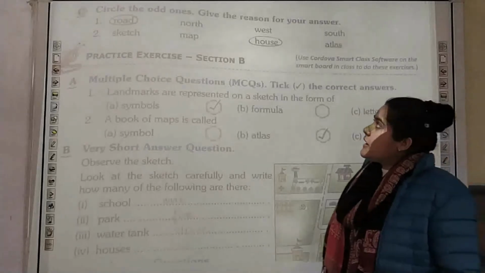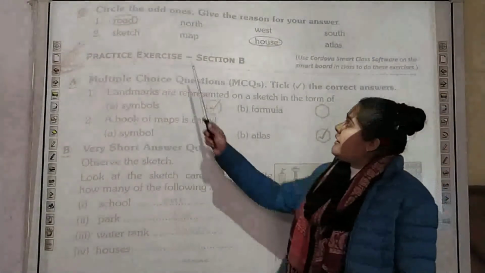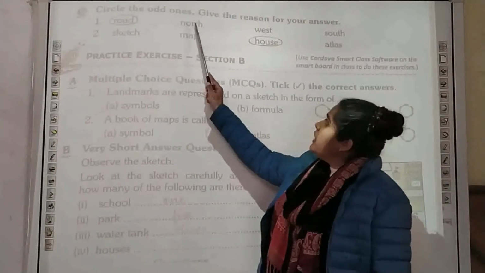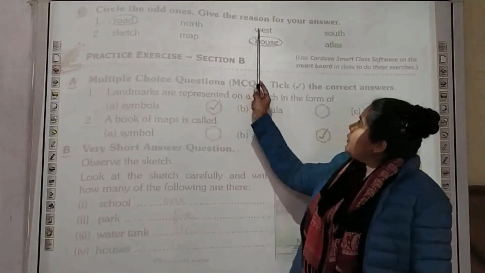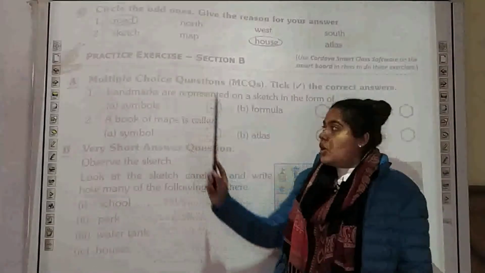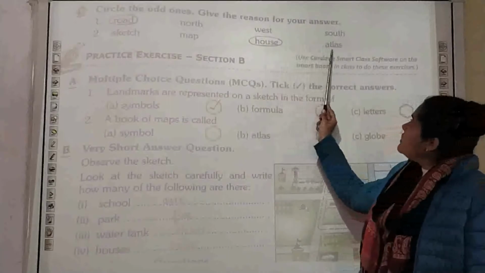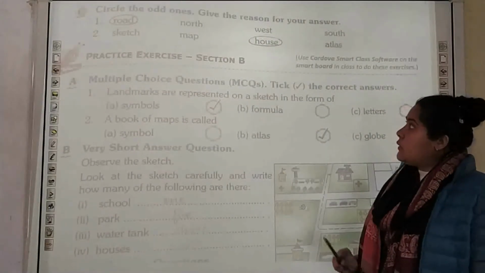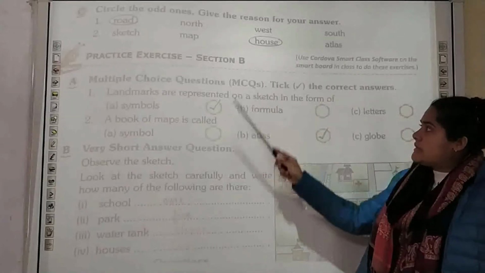Next, you have to circle the odd one out and give reason for your answers. You have to choose the odd one out: the road, north, west and south. You can easily make out, students, that north, west and south are the various directions, whereas the road is the odd one out. The next is sketch, map, house and atlas. As you can see over here, house is the odd one out, okay, the rest 3 are similar.